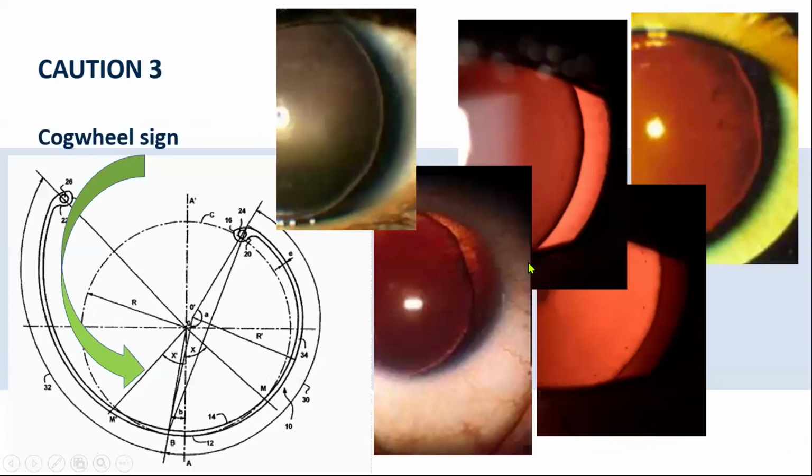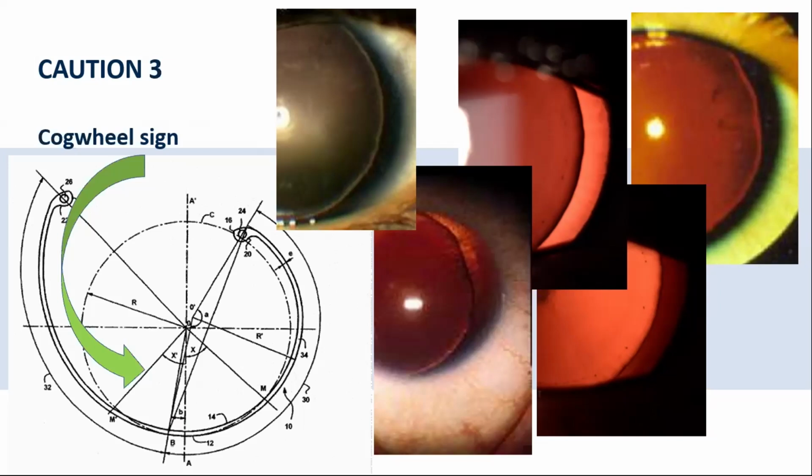Caution number three: you may frequently find this cogwheel sign. While you are implanting the CTR, you find stops. It's not a matter of strength. If you start implanting a CTR and halfway you find a stop, don't use any strength. You take the CTR out and you try doing it the other way around. My preferred implantation is counterclockwise.